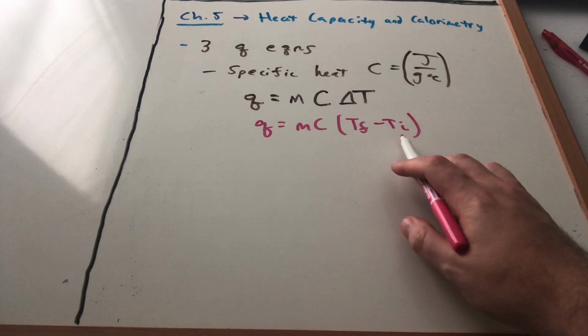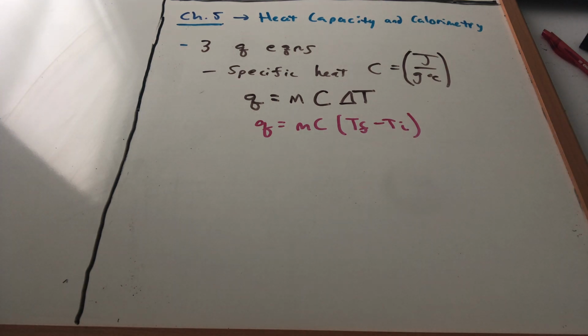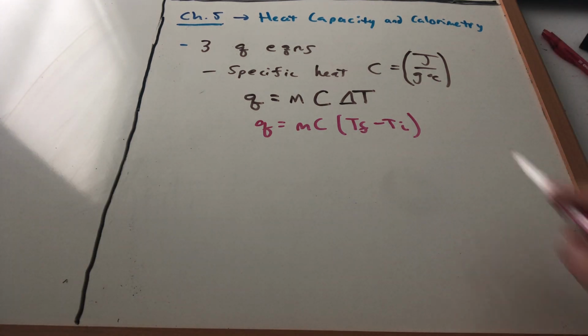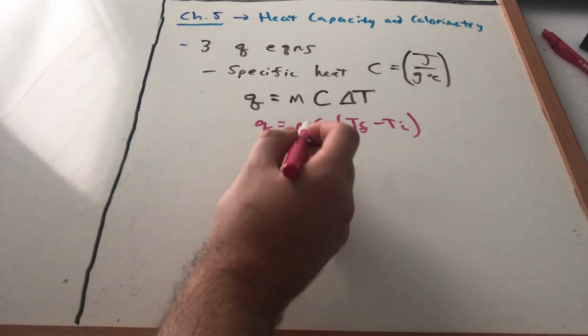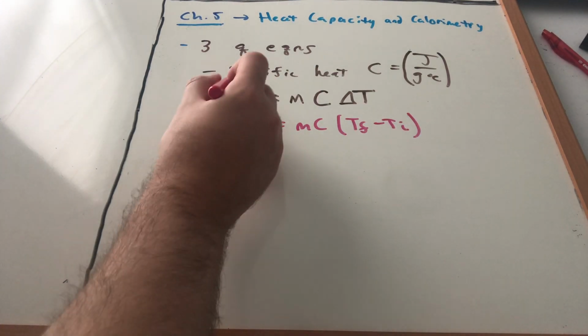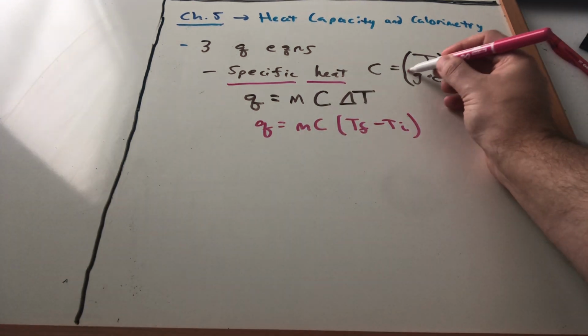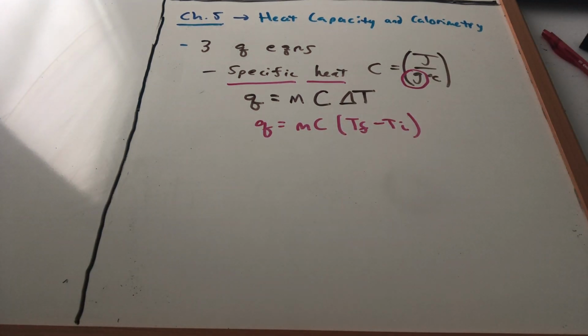What would the units here be? Degrees Celsius cancels with degrees Celsius here. The mass in grams cancels with the mass there. And what we're left with are units of joules. So this is our first Q equation. When am I going to use this version to isolate Q as joules? When you're given a specific heat and you see grams in the denominator.